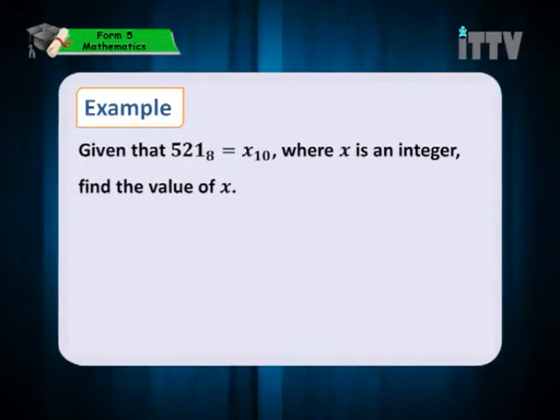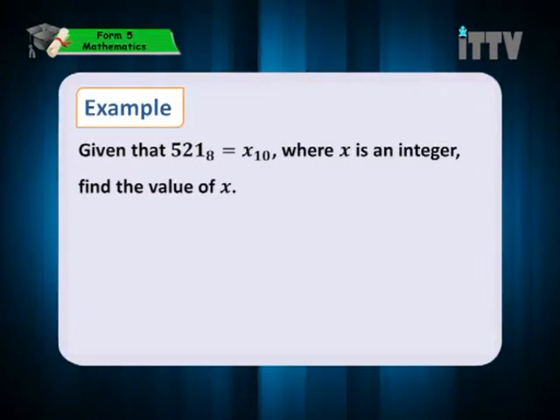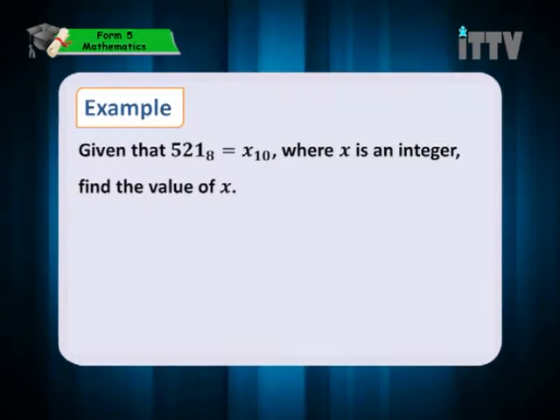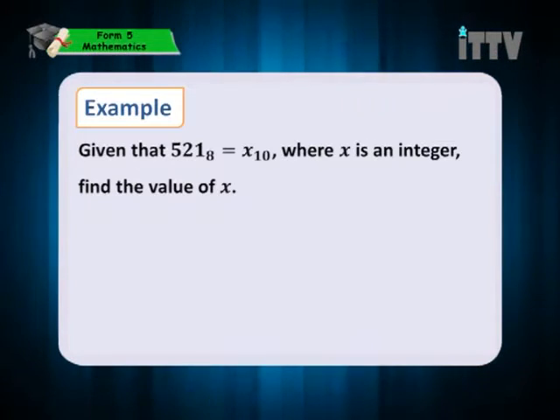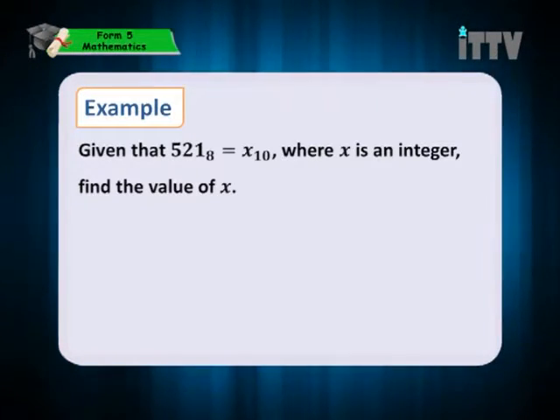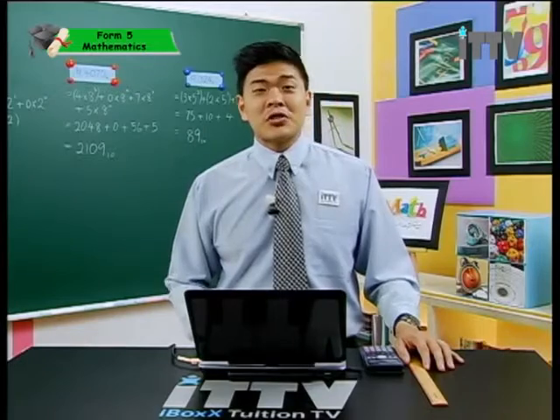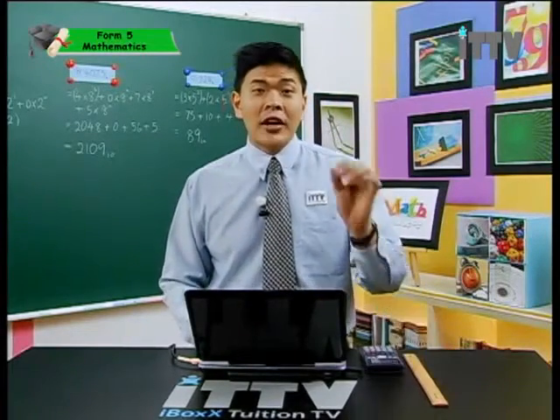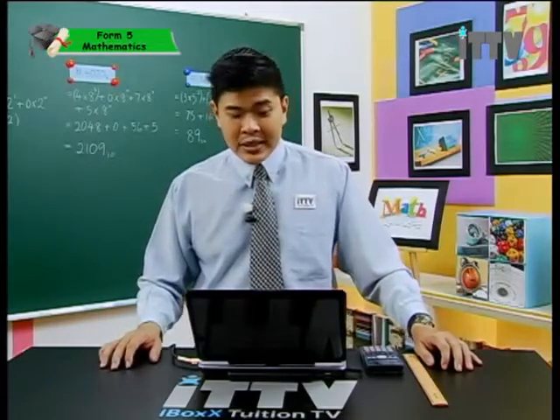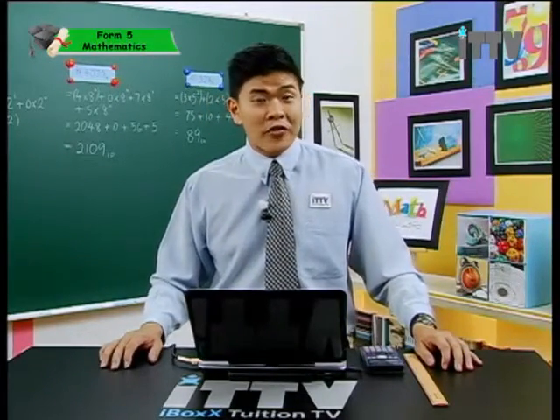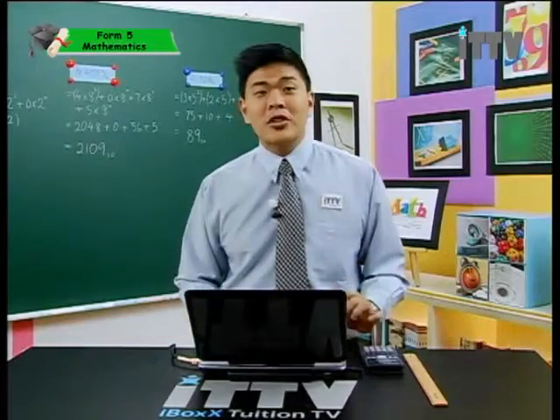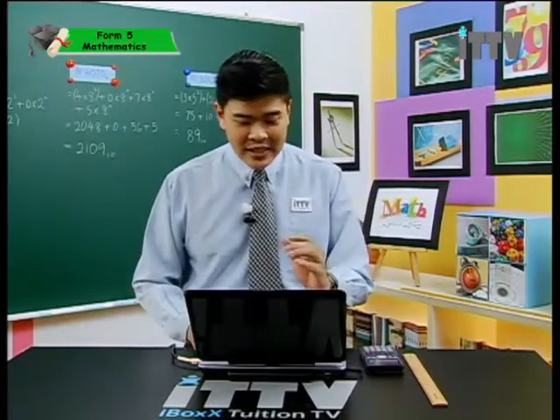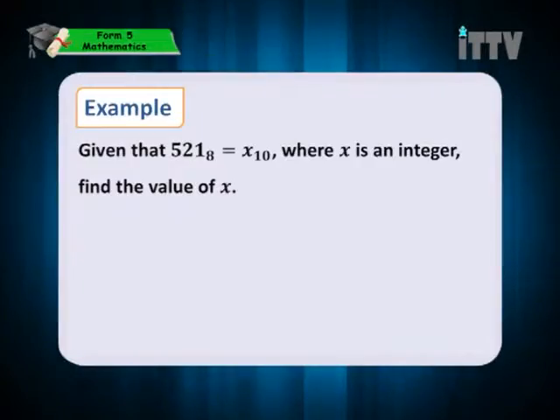Given that 521 in base 8 is equivalent to x in base 10, where x is an integer, find the value of x. Since you know now how to apply the two-step method to convert a number from base 8 or any other base, 2 and 5, to base 10, I'll just give you a while to try out this question. We'll discuss it in a short while.